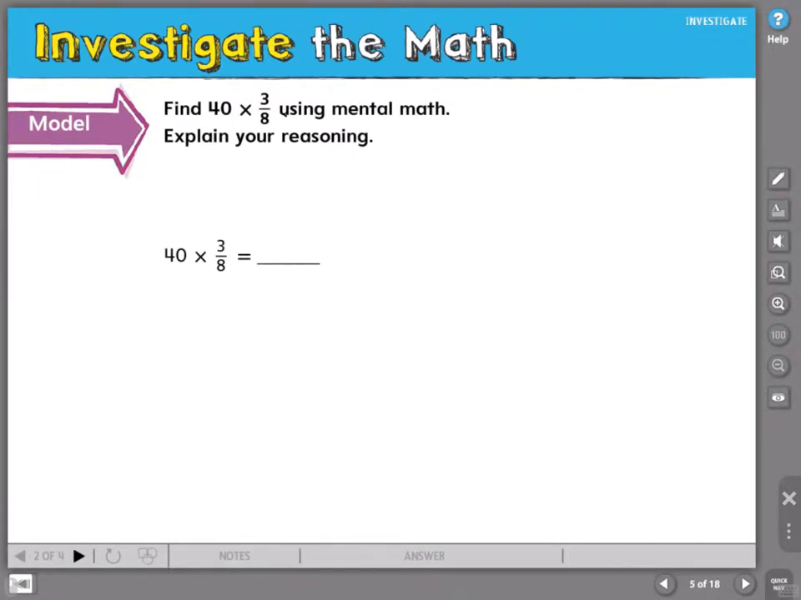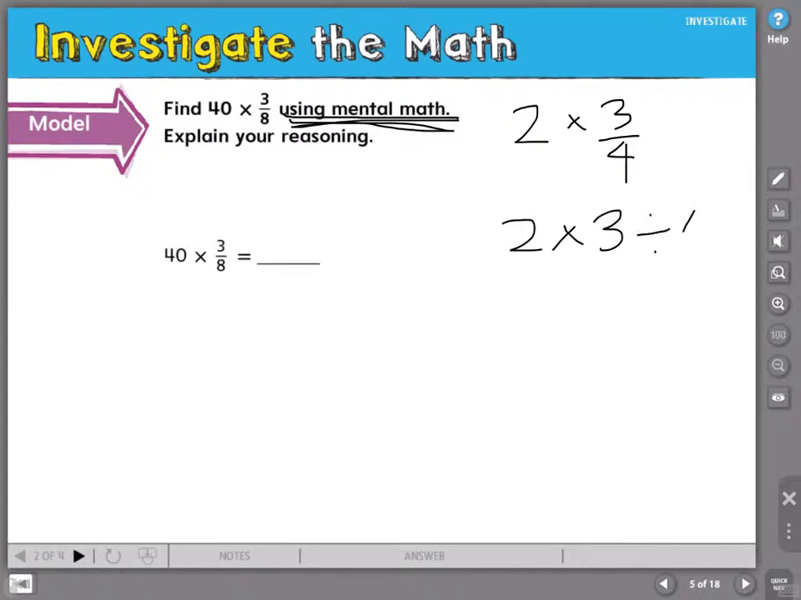Here, they ask us to use mental math. That means see if we can solve this in our head. 40 times 3/8. I remember in our last lesson when we had 2 times 3/4, that was the same thing as 2 times 3 divided by 4. So I can use mental math to apply this same algorithm to 40 times 3/8. So I know I'll have to start with 40 times 3.